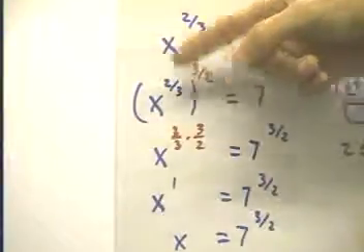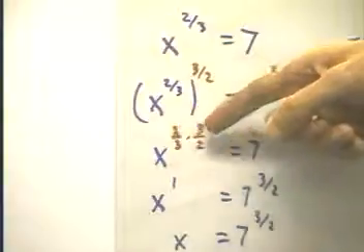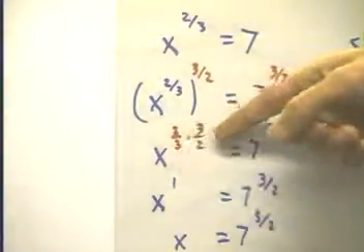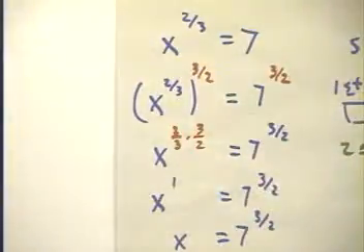Now the 3/2 power of the 2/3 power, we multiply exponents, we have x to the 2/3 times 3/2 equals 7 to the 3/2. And 2/3 times 3/2 is 1, so we have x to the 1 equals 7 to the 3/2, or x equals 7 to the 3/2.